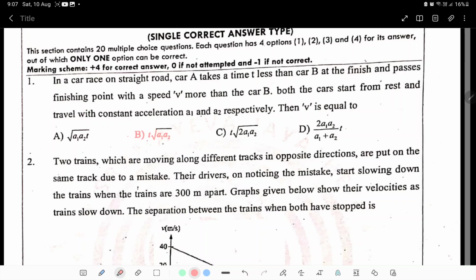Let's solve the question. So let's highlight what is there in the question. Car A takes time t less than car B.